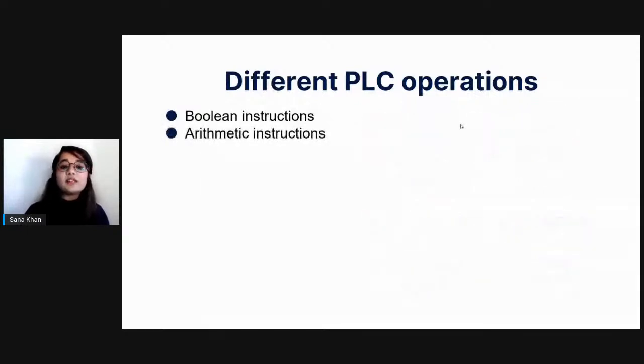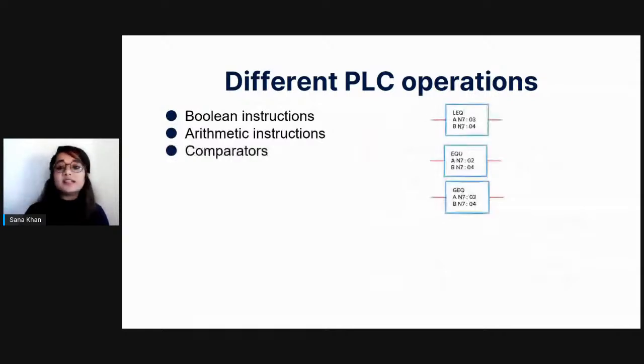Then there are arithmetic instructions like addition, subtraction. There are comparators that we saw in the previous slide, that is less than or equal to, or it can be an equal comparison that we are doing, or a greater than comparison. Same thing over here. You will just be checking the values against the set parameter that you have put.